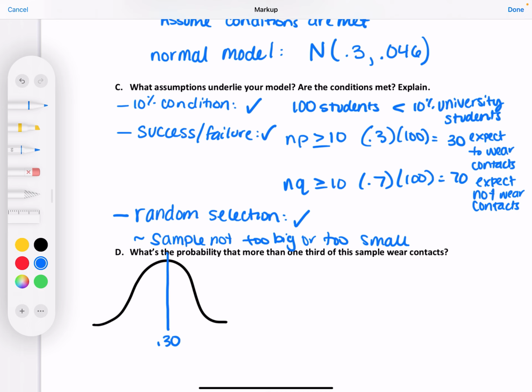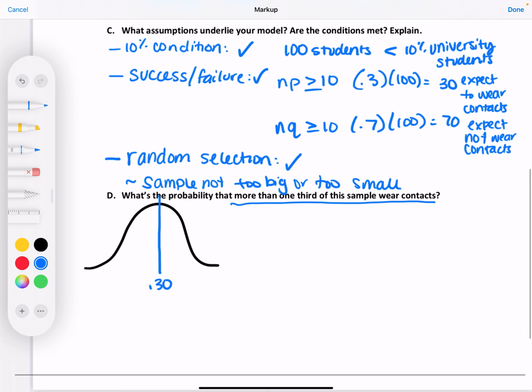If you see this, more than 1/3 of the sample, what calculator function are you thinking of? Not normal, it's normal CDF. Is it normal CDF?